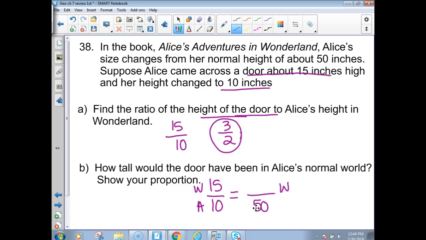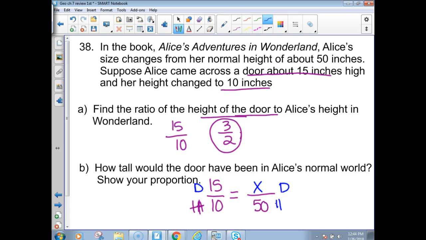Well, make sure I did this right. Her normal height of about 50. This is Alice's height. This is her height in the normal world. I labeled this incorrectly. This would be not Wonderland, but that's the door. I labeled it door to, I don't know what made me do that. But anyway, door to Alice's height. Door to height, door to height. So I'm going to put an X here, the door in the real world, because this whole fraction's about the real world. And this was Alice's height. Keep messing with my labels here.